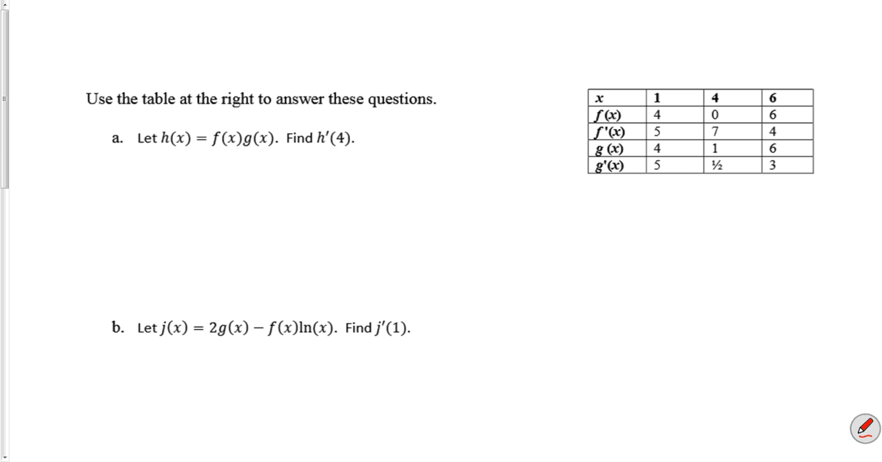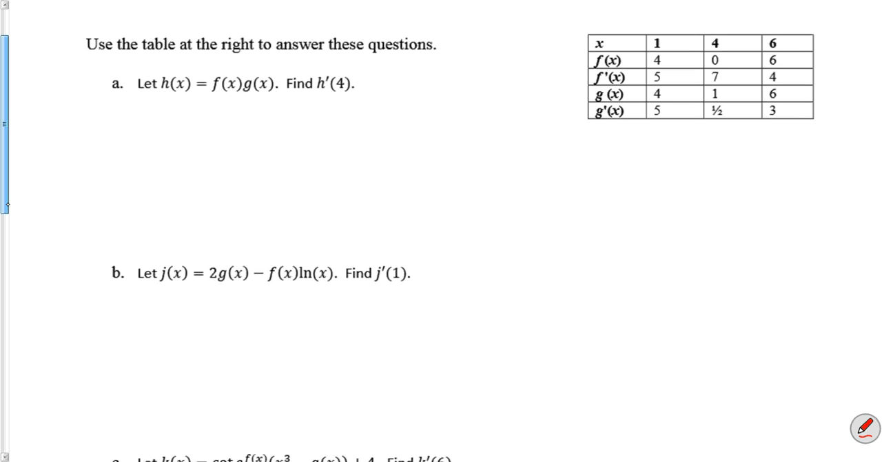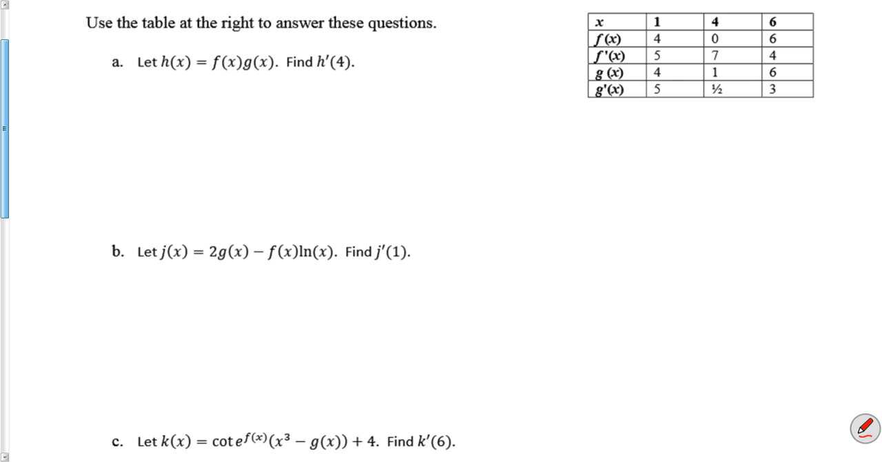So now we have a table. So all of this is exactly the same as we have done before with a table. We're just now using the product rule. So we're going to go ahead and do part A together. So we have a product. We have f of x times g of x. That is not f of g of x. That's f of x times g of x.